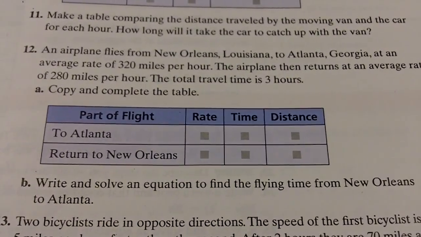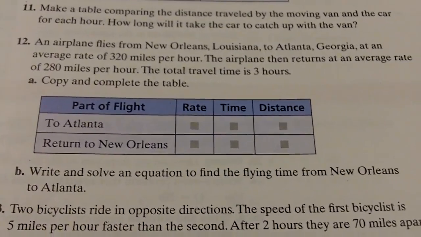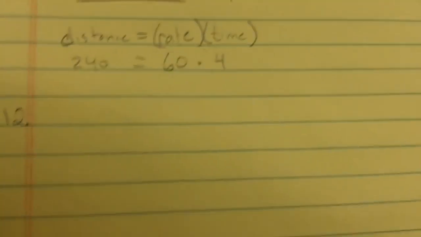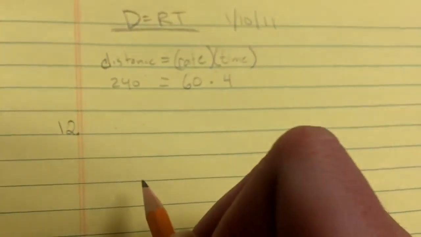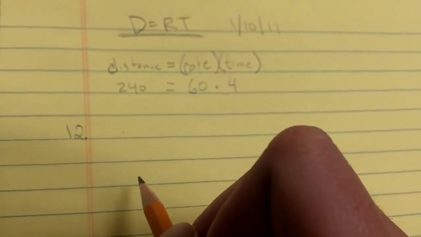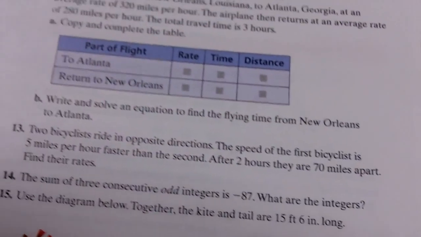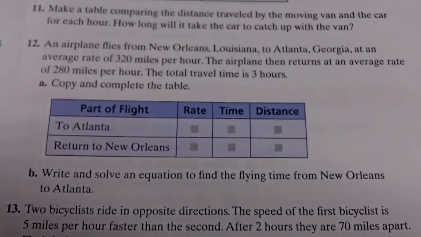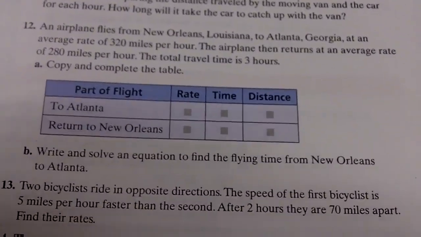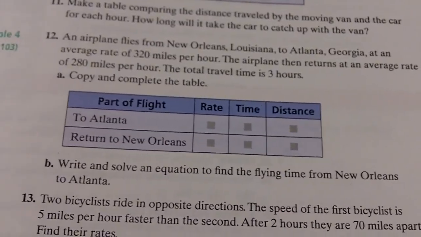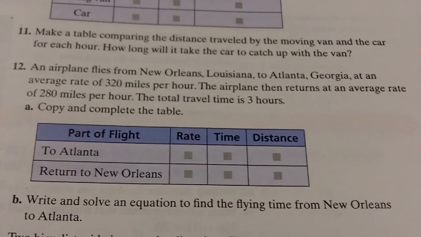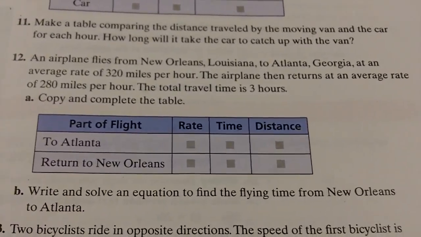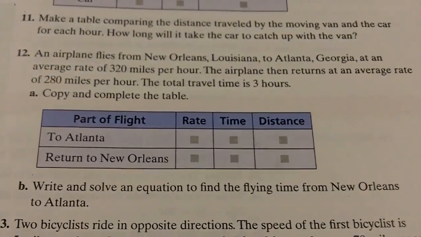Okay. There's a couple ways we can do this. First, let's figure this out. We're not even going to worry about the table so much as we want to just get these equations. All that table does is give us equations. So what do we actually have? Look back at the problem for a second. An airplane flies from New Orleans, Louisiana to Atlanta, Georgia at an average rate of 320 miles per hour. The airplane then returns home at an average rate of 280 miles per hour. The total travel time is 3 hours. Copy and complete the table.